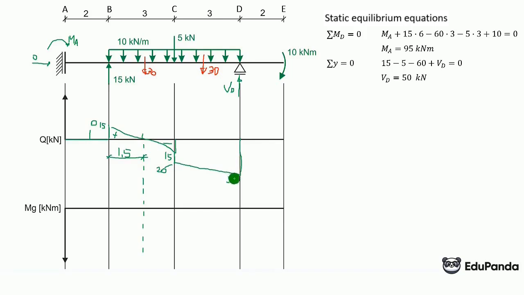Here is minus. We have reaction Vd. How much is it? It is 50. So to 0 here. Because upwards is the reversal of this reaction. And in this part of the beam, there is no shear force, so here it is 0. This is what the shear force diagram looks like. And now the moment diagram.